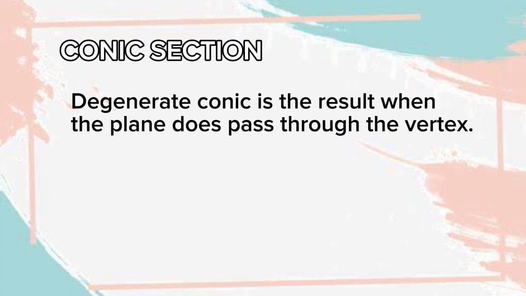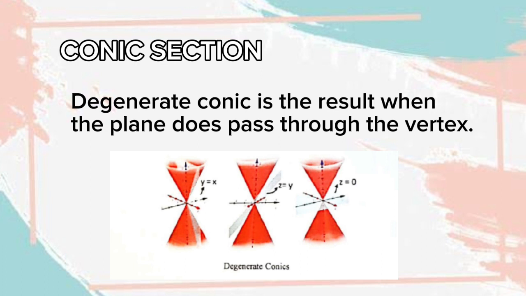A degenerate conic is also one of the conic sections. This conic is the result when the plane does pass through the vertex. And degenerate conics look like this. As you can see, they pass through the vertex.